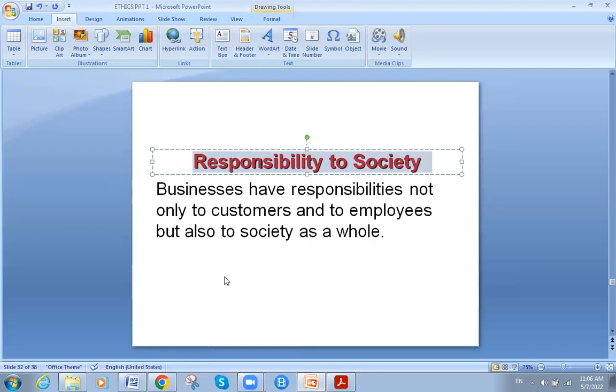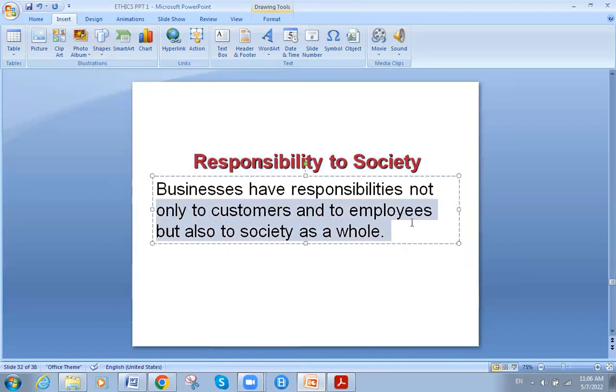What about responsibility to the society? And this is another point, responsibility to the society. The business has responsibilities not only to the customers and to employees, but also to the society as well. The responsibility is also to the society as a whole, not only to the employees, because the employees are a part of the total society.